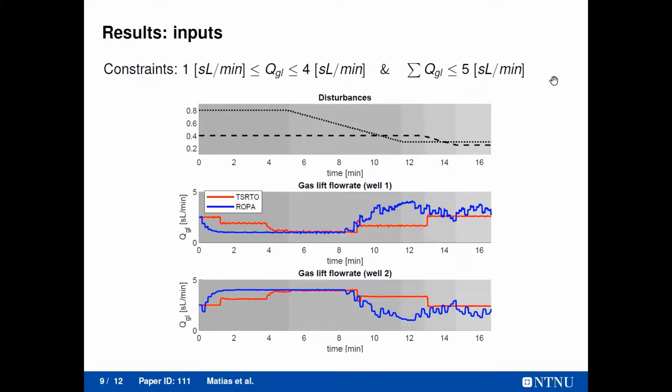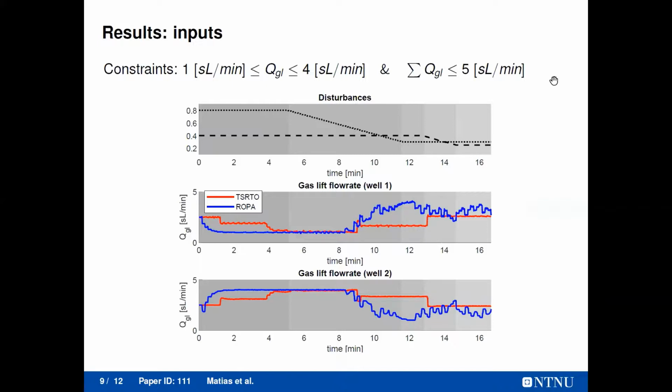On the top plot, I show the same valve opening plot that I showed before. The plot in the middle is the gas injected in well 1, and the bottom plot shows the gas injected in well 2. We plot the decisions of the two-step RTO in red and ROPA's decisions in blue. Both are outcomes of two independent experiments. In addition to the gas availability constraint, in which the summation of the gas injection in both wells should be lower than 5 standard liters per minute, we also have upper and lower bounds on the gas injection. We notice that the gas distribution follows our engineering intuition in the plots. First, well 2 is favored, and near the end, there is a balance between the two wells.